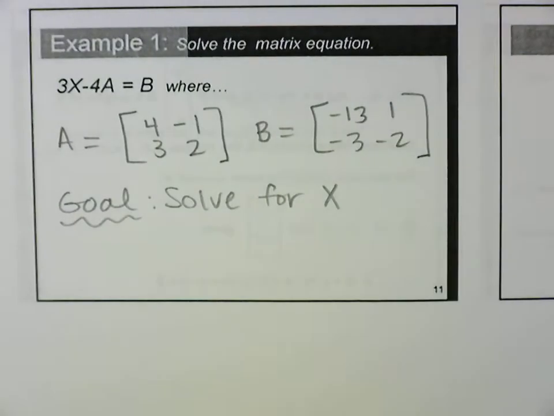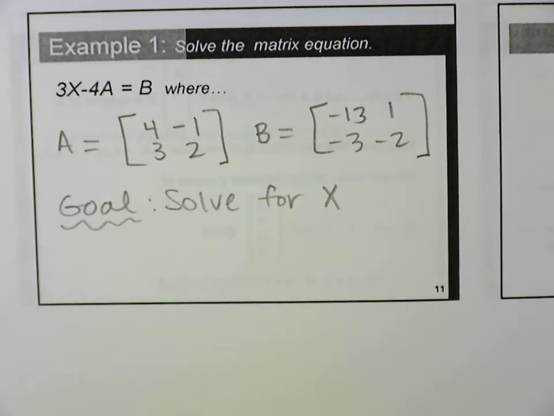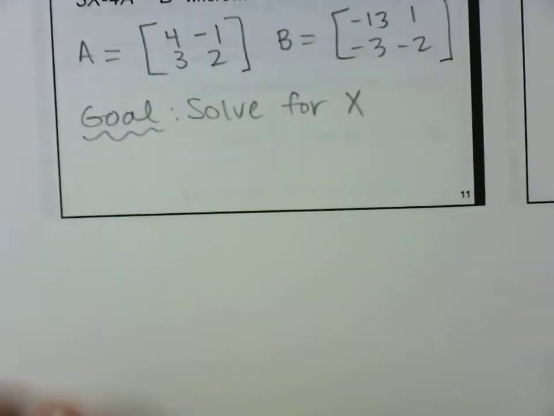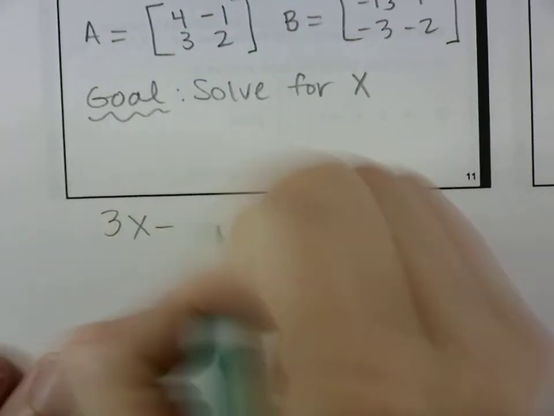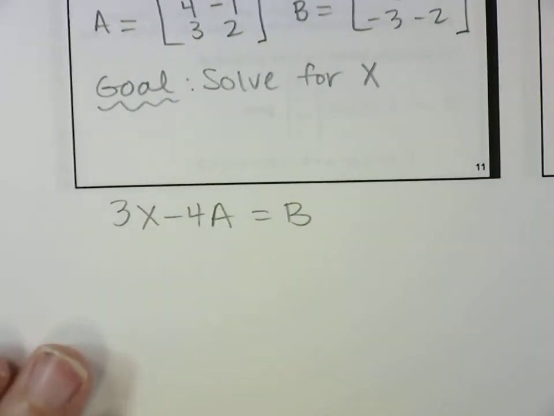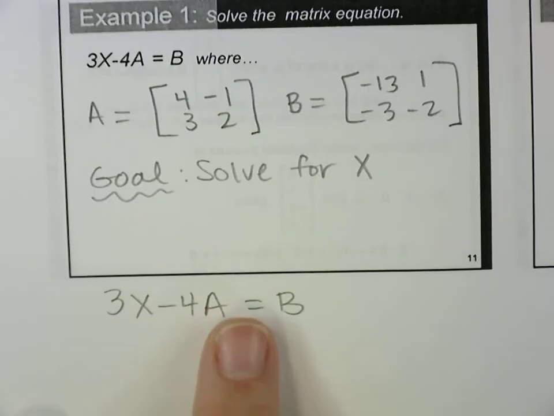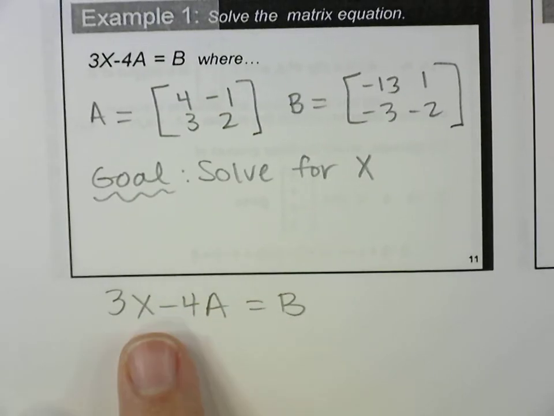And there's actually a few ways that you can do this. So the first strategy would be to go ahead and substitute in our matrix for A, our matrix for B, and then you could solve. Or you could actually solve that equation first and then do your substitution. So that's what I'm going to do. So if I have 3X minus 4A equals B, notice that all your matrices are capital letters here, because X is going to be a matrix.